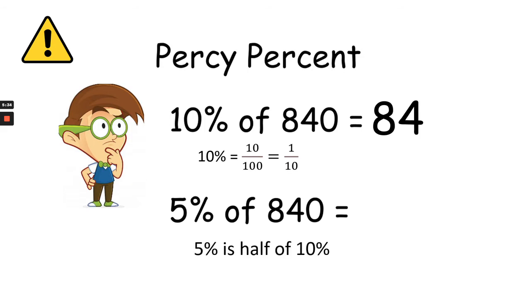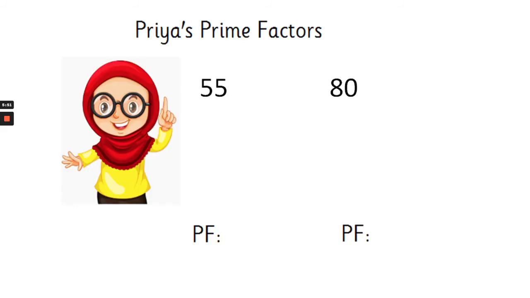Now Percy knows that 5% is half of 10%, and we've just found 10%. So 5% of 840 is 42. It's half the answer that I got for my first question. All right, let's move on.